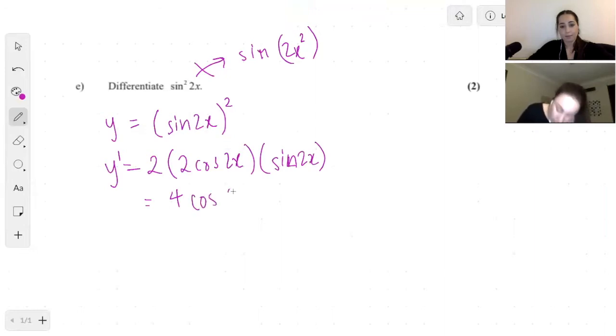Good stuff. Is that it? Do I just leave it as that? Yeah, there's no way we can simplify it, so we'll leave it at that. Good.